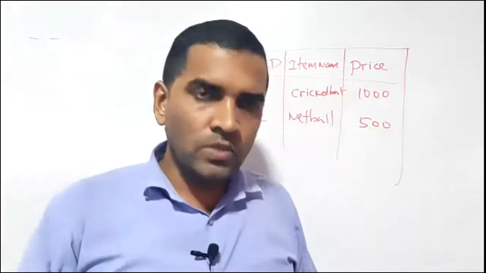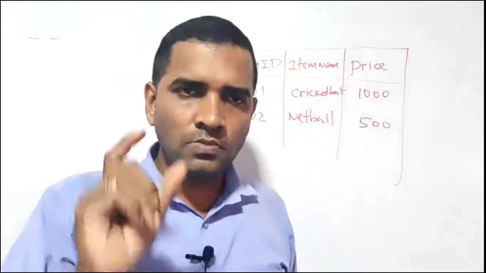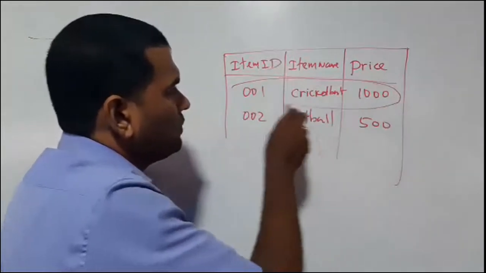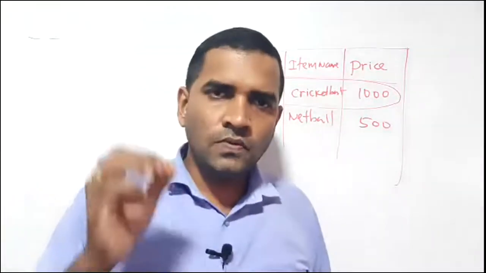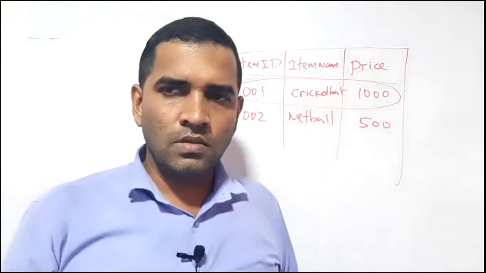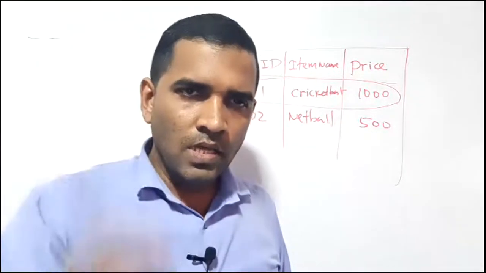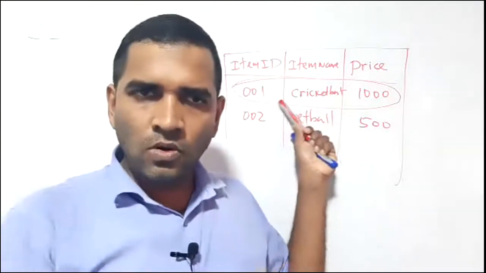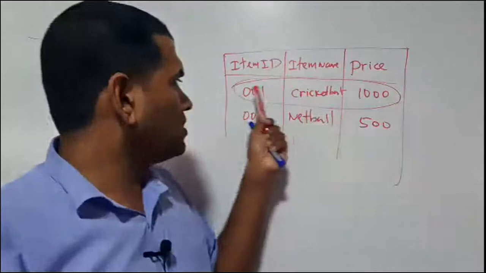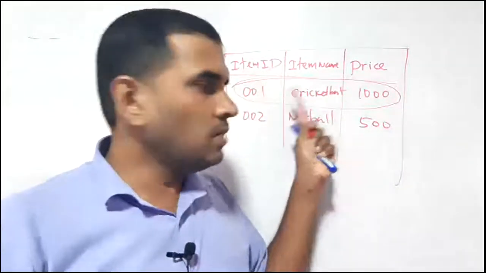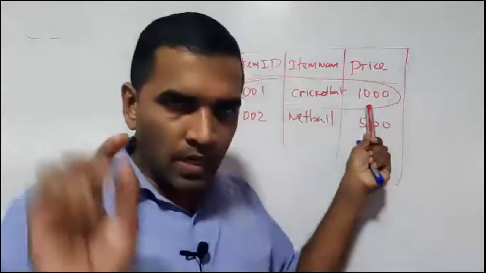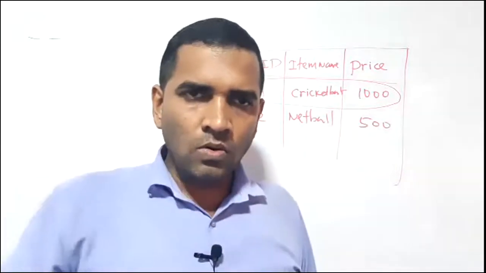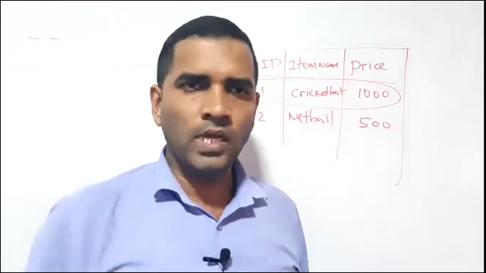Now listen to that question. Data about one sport item is, right? Look at the first row. What does this first row have? Data about cricket bat. That first row has the data about cricket bat. Look here: the number for cricket bat, the name, the price, even the number of cricket bats. So that particular row has data about one sport item.